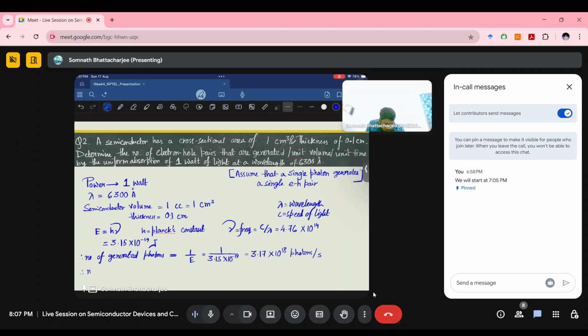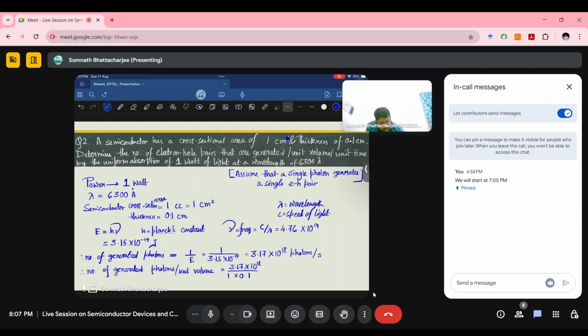So now we have to calculate the number of generated photons per unit volume. This is the cross-sectional area. So per unit volume, it would be nothing but 3.17 into 10 to the power 18 divided by the volume. So it would be 1 cc into 0.1.